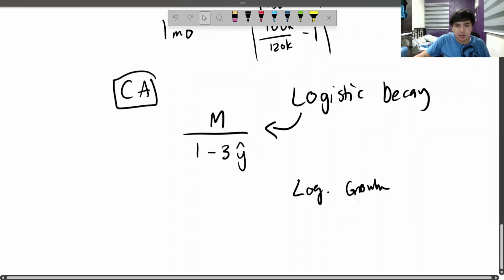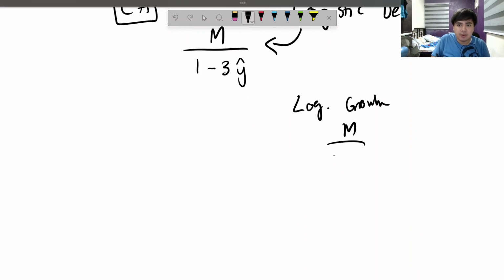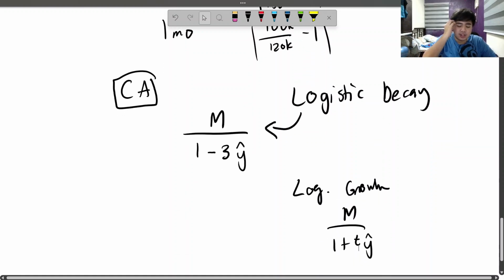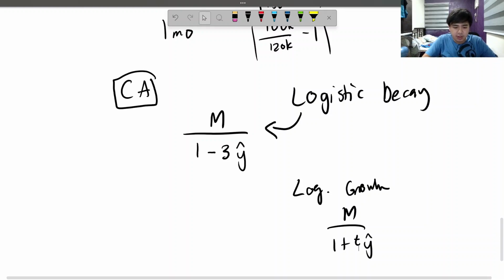okay, I hope you can read that. This would be M over 1 plus time t times y hat. Unfortunately, we need to do minus because it's logistic decay. M is 100,000. Divide by minus 3.